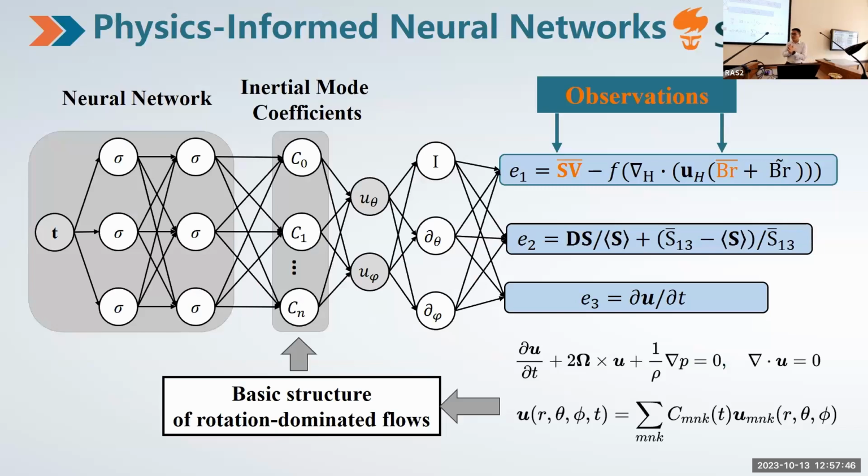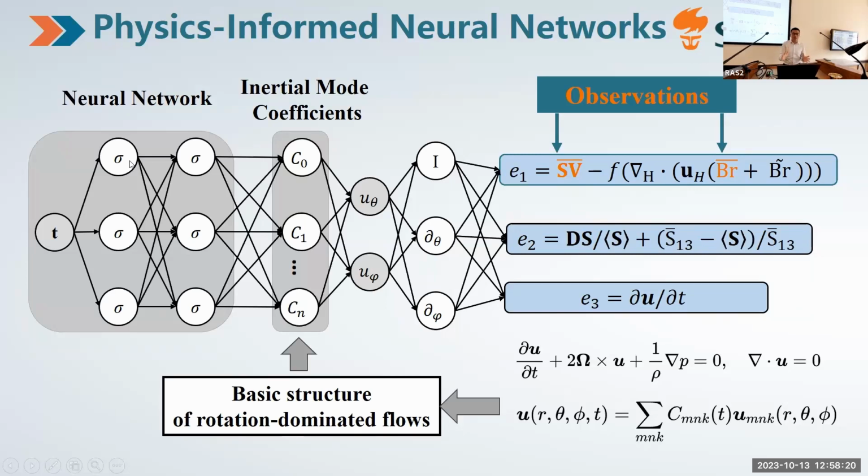Another difference is the inversion scheme. Here we use the so-called PINN, which is a neural network scheme. As I said, the whole inverse problem becomes getting the coefficients of the inertial modes. So we construct neural networks which describe the temporal variations of these inertial mode coefficients. Basically, what you do is train these neural networks.